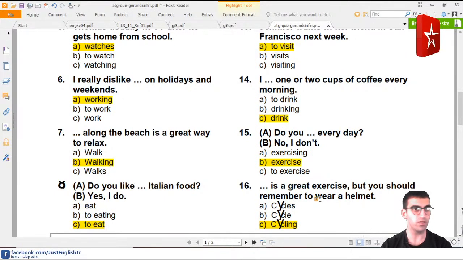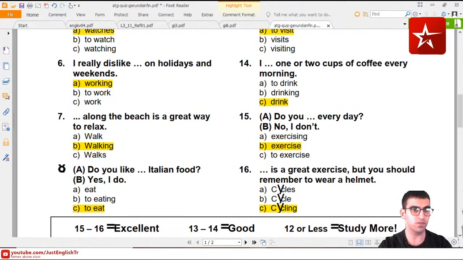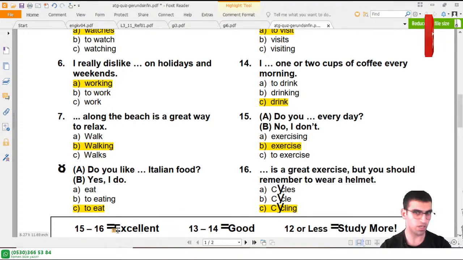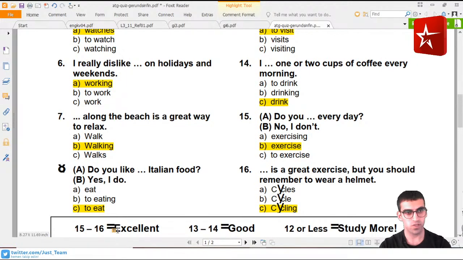And can you let me know how many correct answers you had in total out of 16? If you got 15 or 16 correct answers, it means excellent. If you got 13 or 14 correct answers, it means it's good. If you got 12 or less, it means you should study more. So how many correct answers did you have out of 16? Can you let me know, please?